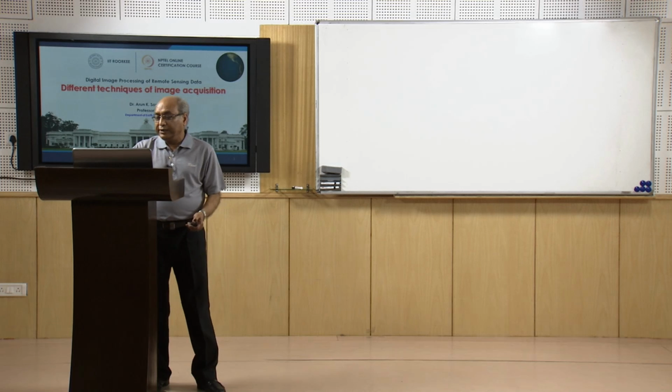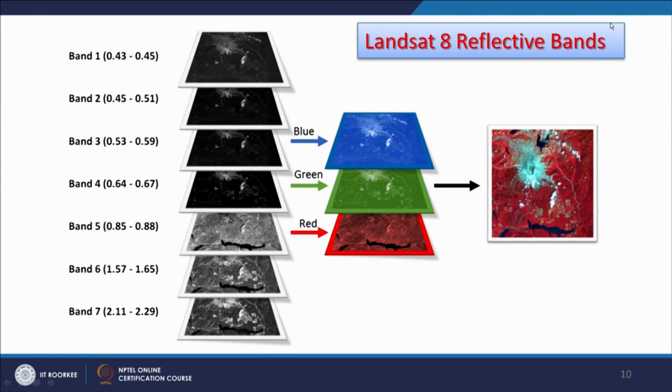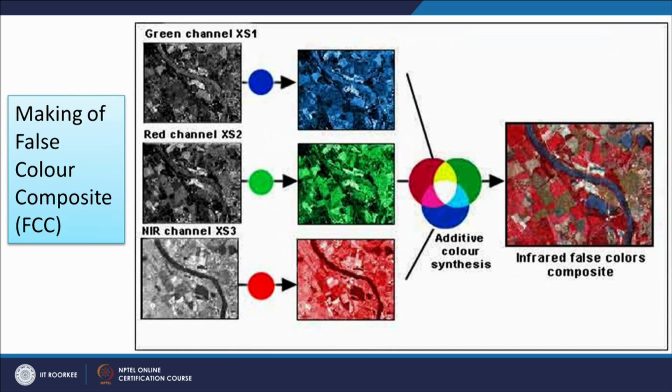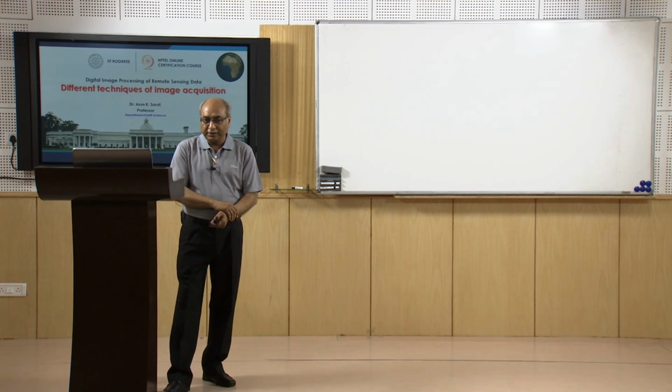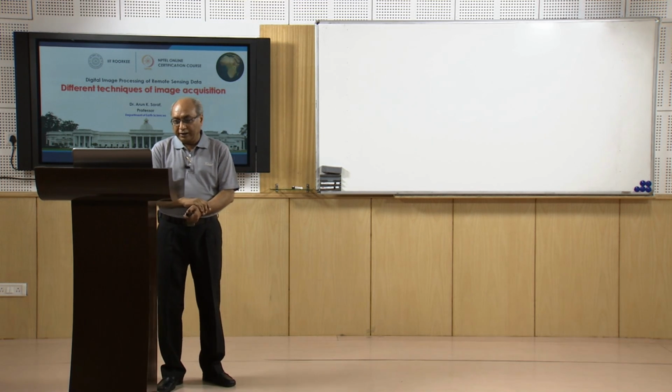For example, here is data from the latest series, Landsat 8, also called the OLI series, and different bands are shown here. The images acquired in the different bands are also shown, and we see that they give different appearances. We can take three images out of these, assign three primary colors, blue, green and red, and a false color composite can be created because it provides better interpretability. This concept of false color composite has already been discussed in the previous lecture. Just for completeness, I have brought this slide here again.